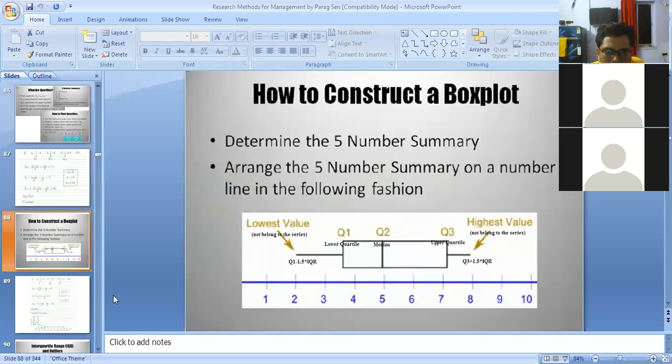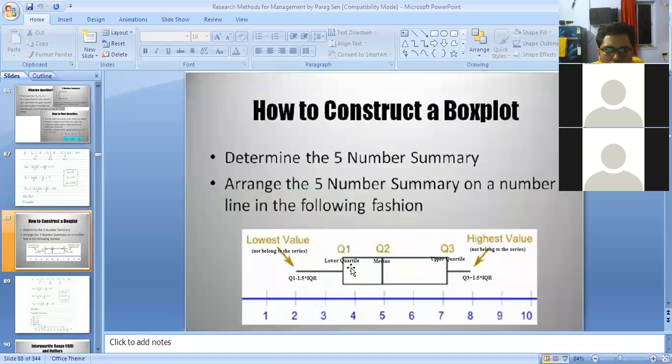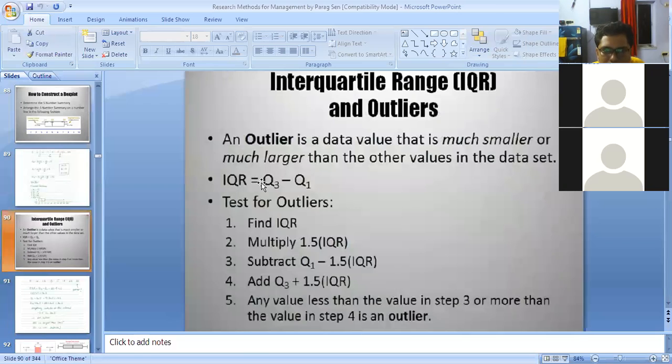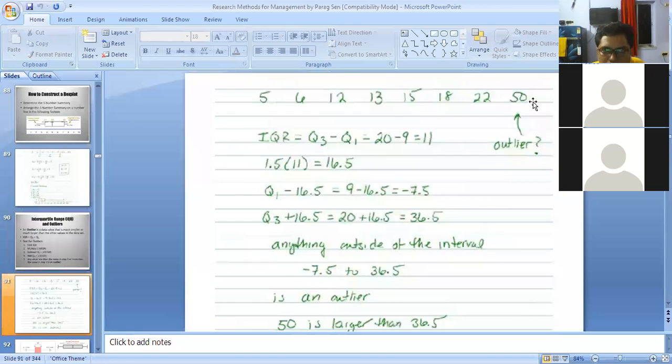Now you should find out the IQR, or interquartile range. How to find out the IQR? IQR is given by Q3 minus Q1. So for this data, IQR is equal to Q3 minus Q1, which is 20 minus 9, equal to 11. This is your IQR.